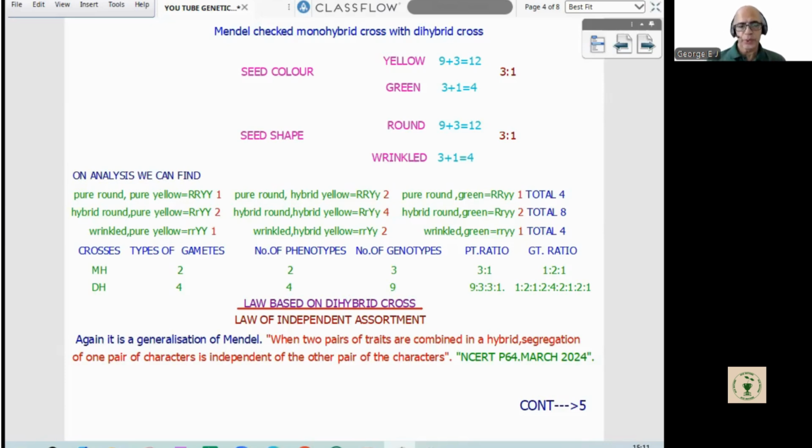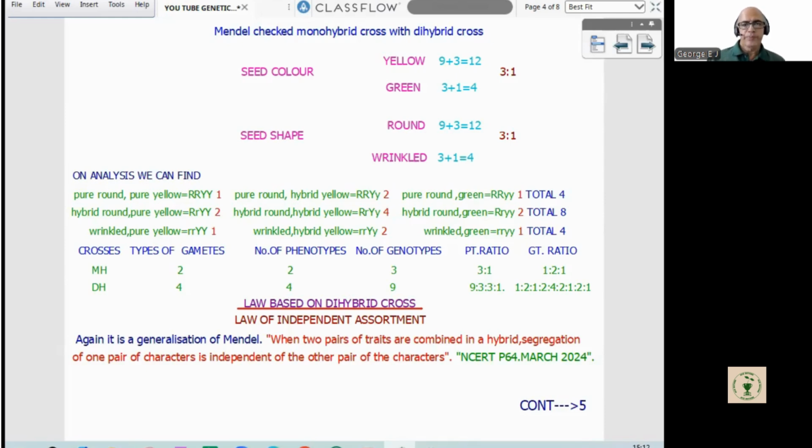Now we can proceed to the law based on the dihybrid cross. As you know, Mendel never proposed a law, only generalizations or propositions. So here, the generalization of Mendel: when two pairs of traits are combined in a hybrid, segregation of one pair of characters is independent of the other pair of characters. This line is given in the NCERT book, page number 64. March 2020, a repeated 1-mark theory question.